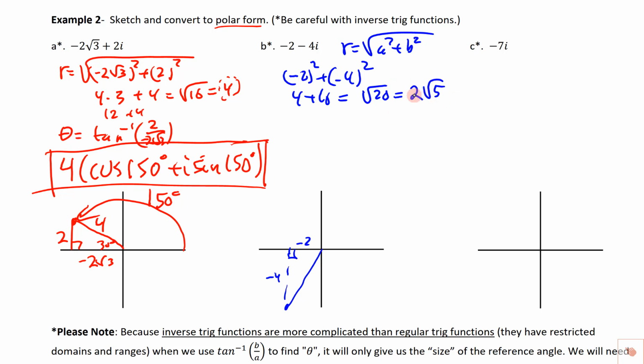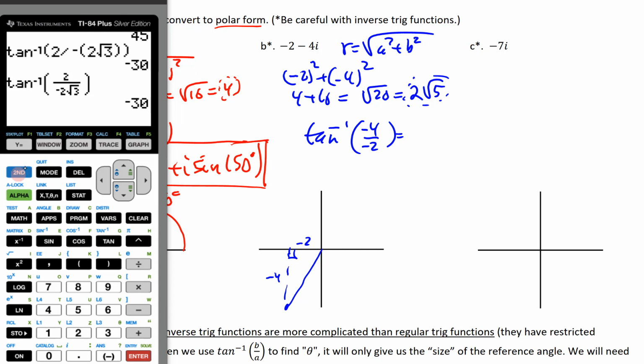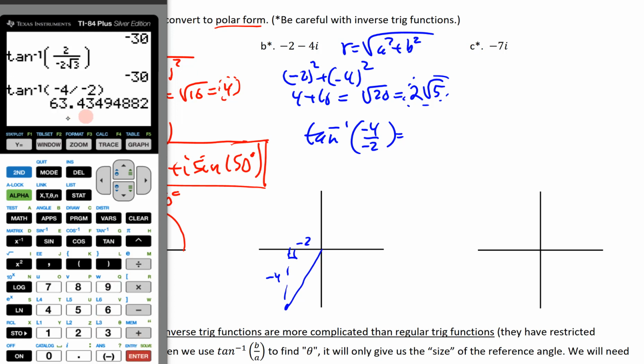Now, we do prefer to keep these in exact form, so let's go ahead and keep that. You'll notice that this is not something that we recognize. Having a leg be double the other leg, there's no special relationship there, so we are going to have to use inverse trig in order to find this. So let's go ahead and do tangent inverse of negative 4 over negative 2, which is the same as doing the tangent inverse of 2, but let me go ahead and pull up the calculator. So we'll do tangent inverse of negative 4 divided by negative 2, we'll hit enter, and we get this right here.